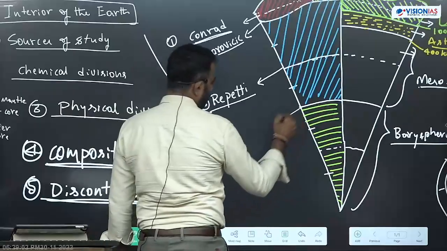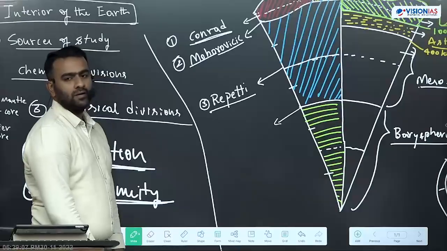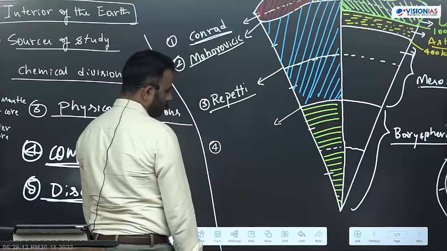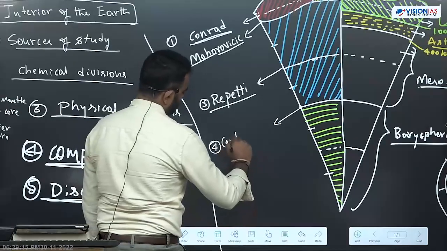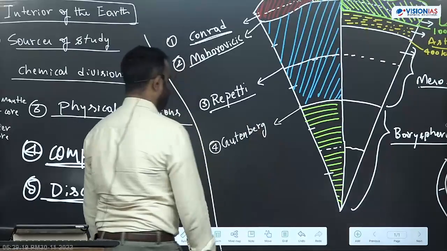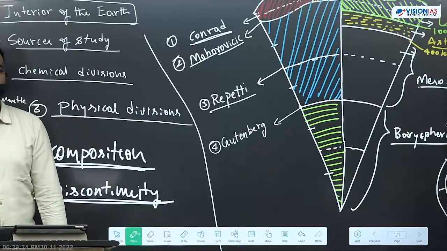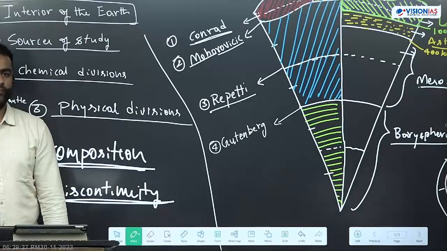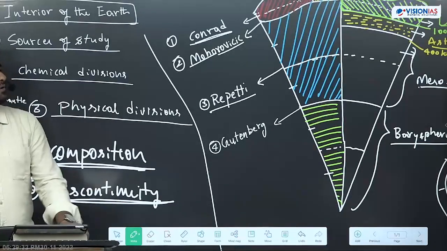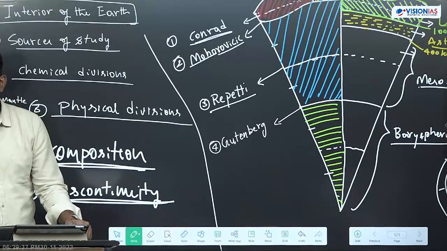The fourth discontinuity is experienced between the lower mantle and outer core, which is called as, सुना है कोई? Yes, Gutenberg. It's called as Gutenberg. It is between lower mantle and outer core. Overall, we can say between mantle and core, right?